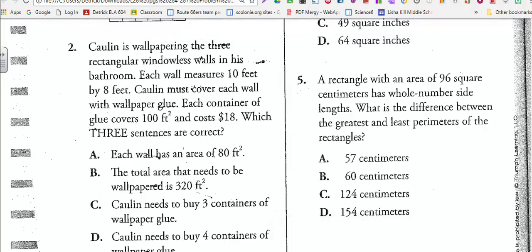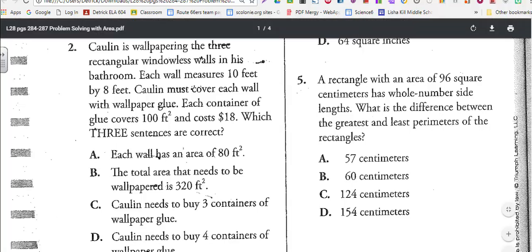Hey everybody, we're taking a look at number 5. A rectangle with an area of 96 square centimeters has whole number side lengths. What is the difference between the greatest and least perimeters of the rectangles? This question's a little bit tricky.